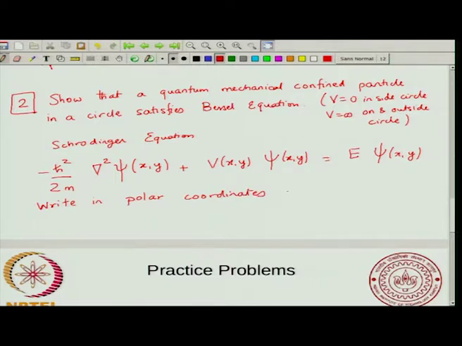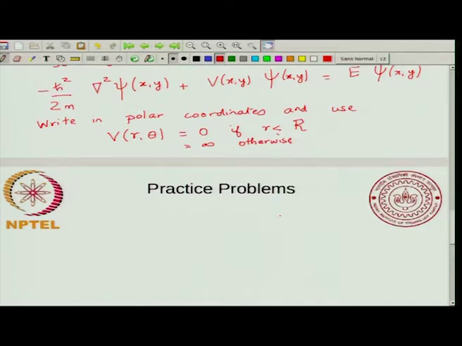And use V of r theta equal to 0 if r is less than some radius, I will call the radius as capital R, and equal to infinity otherwise. So, if r is greater than that radius, then it goes to infinity. Okay. So, what we do is just like in the particle in a box, okay, what you need to do is to write this Laplacian in polar coordinates, okay, and you need to set v equal to 0 inside the box.